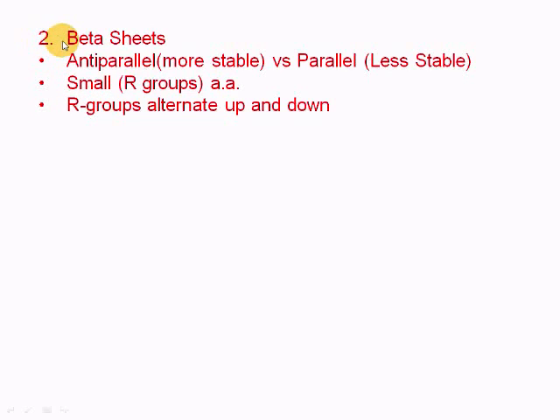Okay, we've got beta sheets next. And so we're going to talk about how beta sheets can be anti-parallel or parallel. Anti-parallel is more stable, parallel is less stable. Just like the alpha helices had a certain type of amino acid, beta sheets also have a certain type of amino acid, and in this case they're going to be small. The R groups are going to be small. And then the R groups alternate up and down.